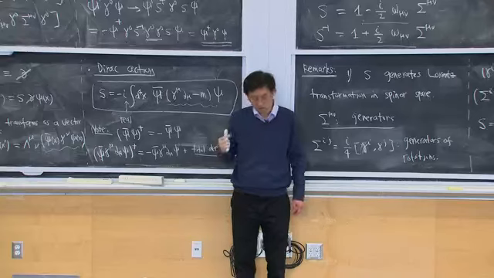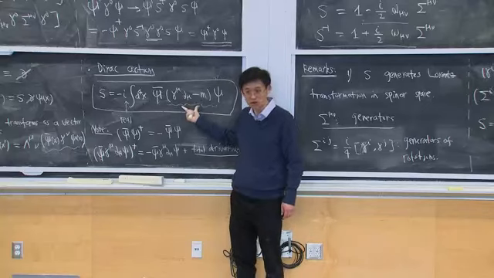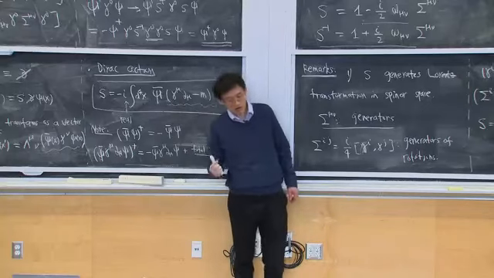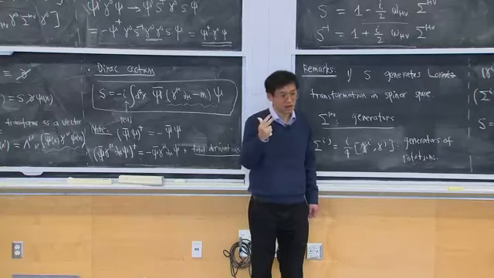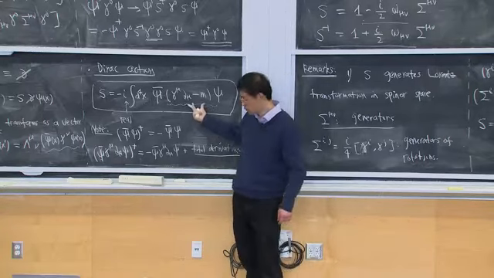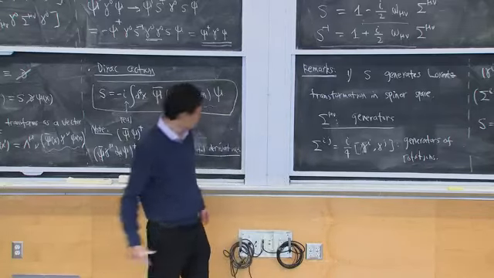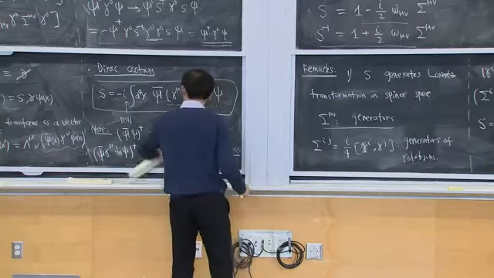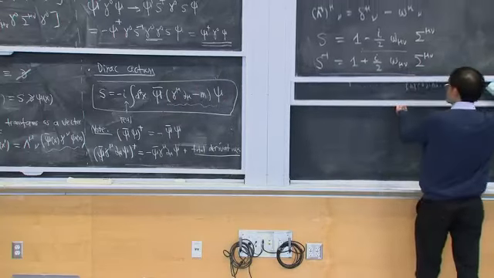So before we actually do the quantization, it's better we try to find all the classical solutions of the Dirac equation. It's not like the Klein-Gordon equation, where we can immediately write down the solutions. The Dirac equation is a little bit more intricate, so we need to spend a little bit of effort to find all the solutions of the Dirac equation. That's what we will do.